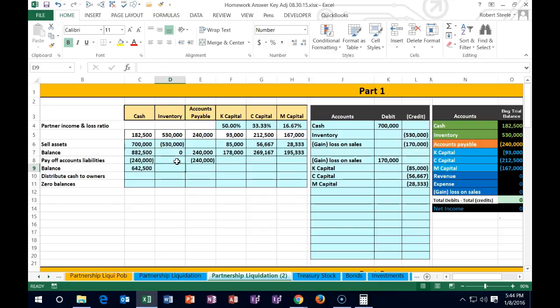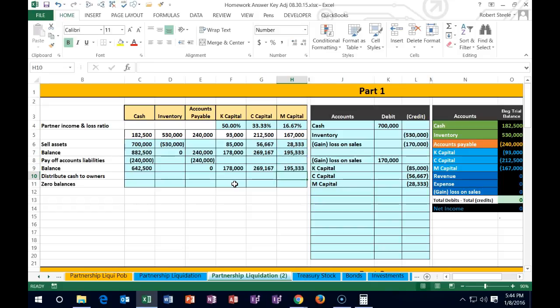There's not any inventory at this time. We know that the accounts payable, same thing. So liability went from here plus this number, which is a negative, and therefore it took it down. There will be no effect on the capital account, so we're just going to bring down the capital accounts. Capital account still is this number. For K, capital account still is this number. For C, and the capital account for M is still this number of the 195,333. So there we have this.